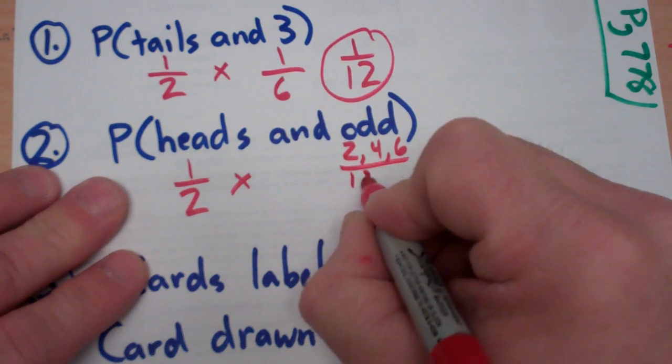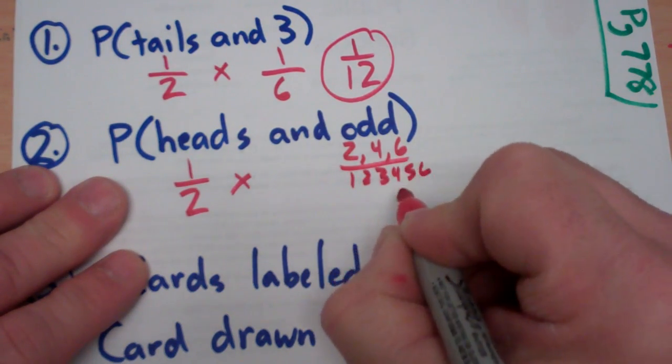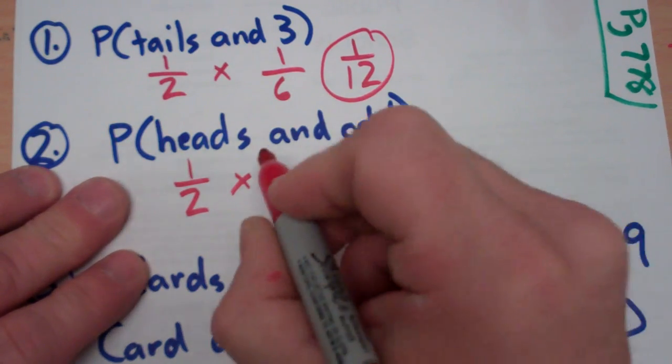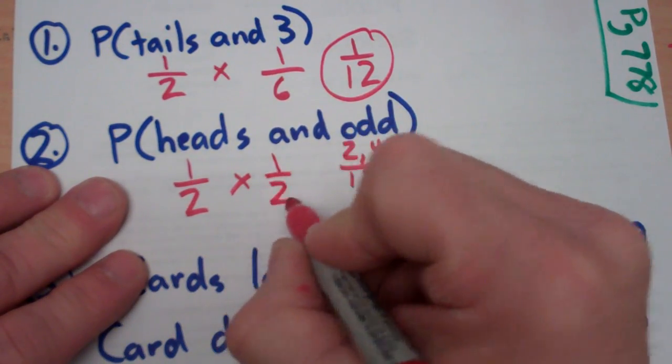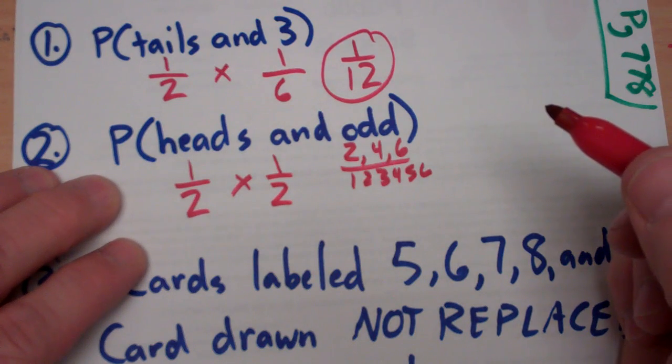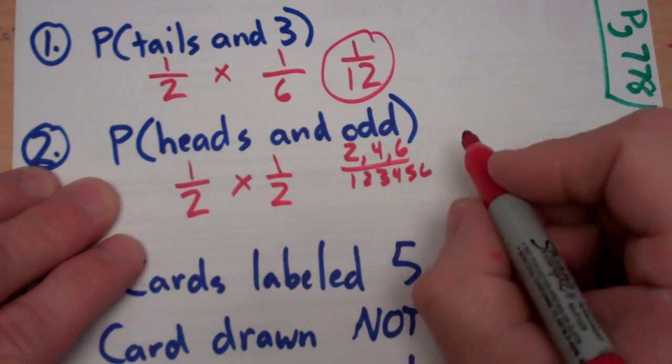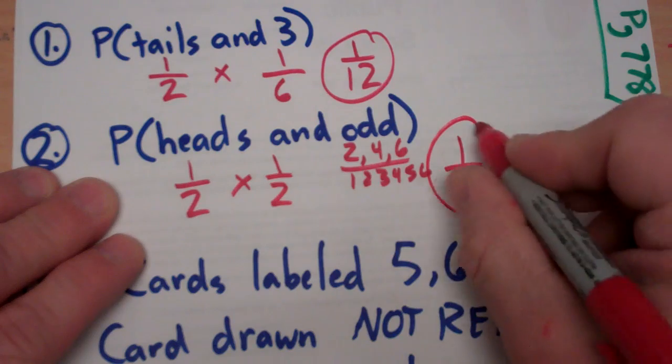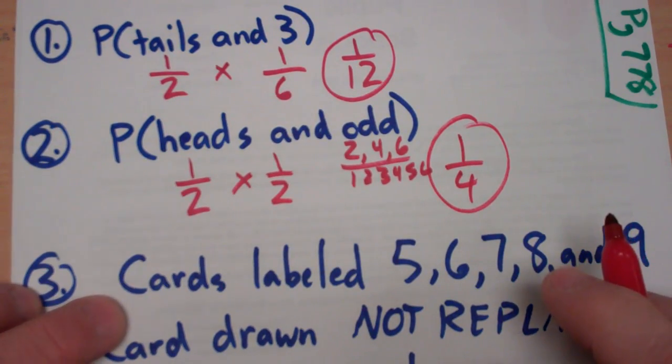I'll show you all those. 1, 2, 3, 4, 5, and 6. So if I simplify that, 3 out of 6 is 1 out of 2. So I have a 1/2 times a 1/2 chance. That gets me a 1/4 compound probability.